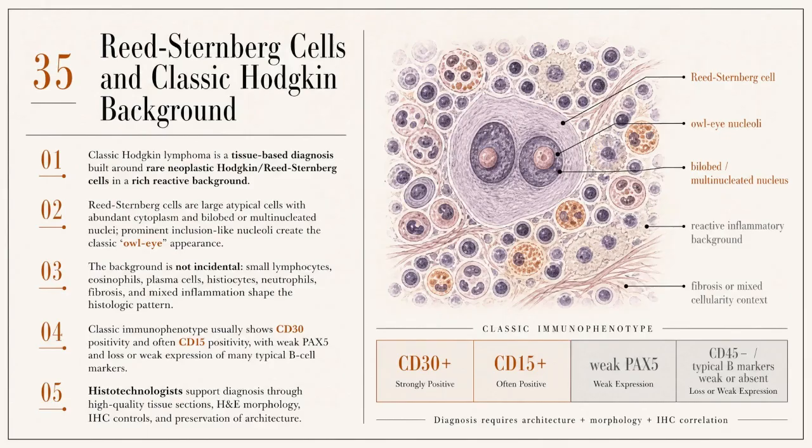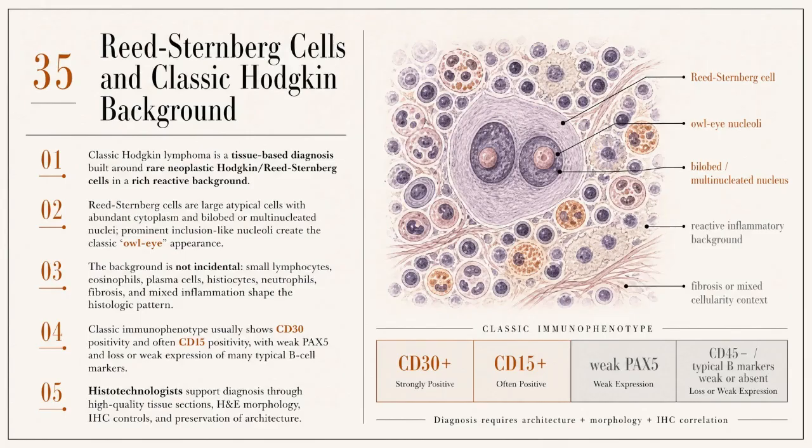Immunohistochemistry is indispensable in confirming the diagnosis. Reed-Sternberg cells typically express CD30 and CD15, markers that are robust and reliable for diagnostic confirmation. However, despite their B-cell origin, these cells often show weak or absent expression of classic B-cell markers such as CD20 and PAX5, which can introduce diagnostic pitfalls. This immunophenotypic profile underscores the necessity of employing a comprehensive antibody panel and understanding the nuances of antigen expression patterns.